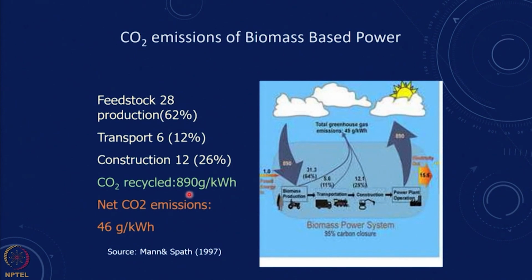Similar comparison has been done for biomass, and biomass is considered to be almost carbon dioxide neutral, because the biomass during its entire growth cycle actually acts as a carbon sink. So the CO2 which is recycled in this case is of the order of 890 grams per kilowatt hour, and the net CO2 emissions, again depending on how we do the numbers, is just 46 gram per kilowatt hour as compared to that 1 kg per kilowatt hour.